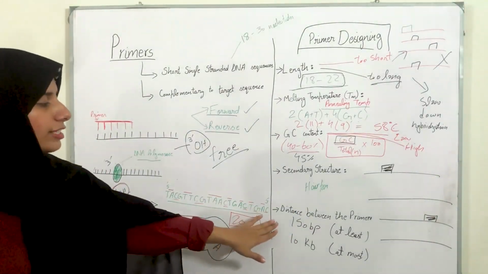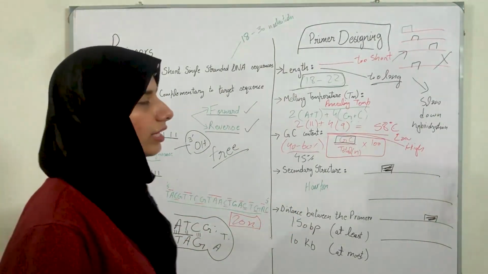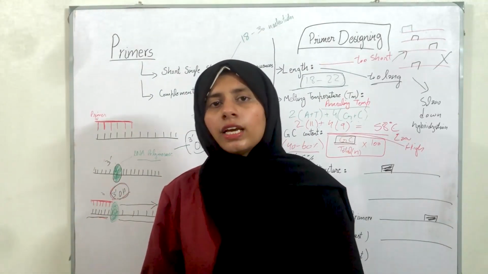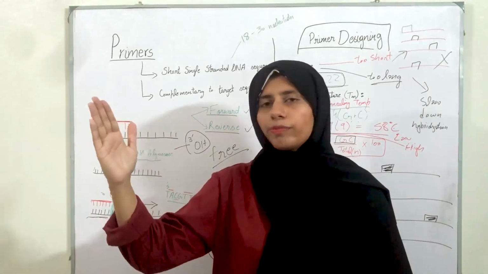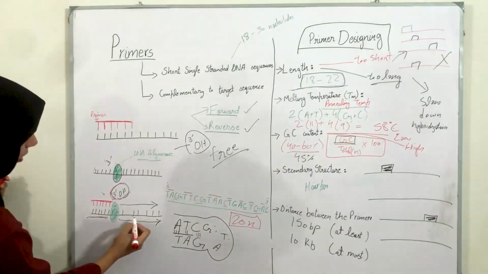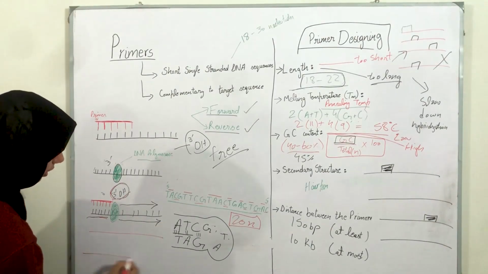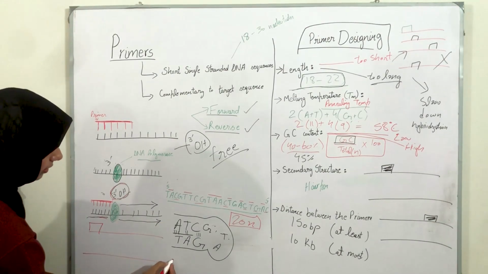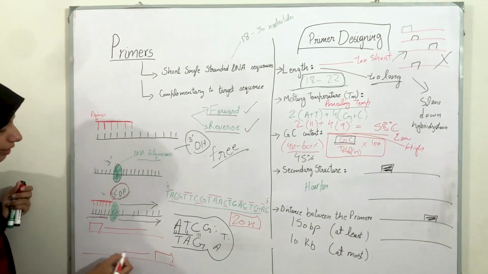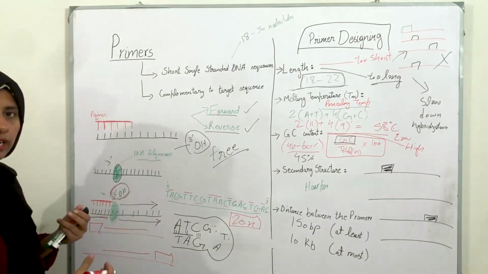Next we have the distance between the primers. What does the distance between the primers mean? Basically, you have two primers, the forward primer and the reverse primer. Let's suppose you have this forward primer and this reverse primer. There is a distance between both of them, a distance of nucleotides.